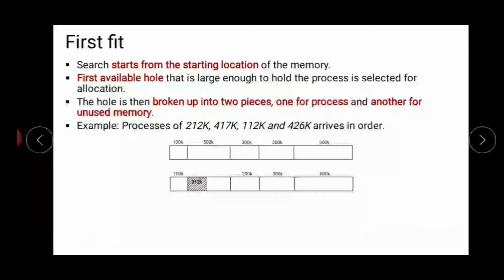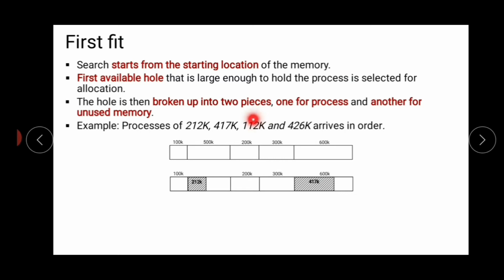Now the next process comes into the picture, which is 417 kilobytes, and the search begins from the start. There is no block of enough size available until the last block, which is this 600 kilobyte block, and it will be allocated to that process. So this portion is allocated, and the rest is free.